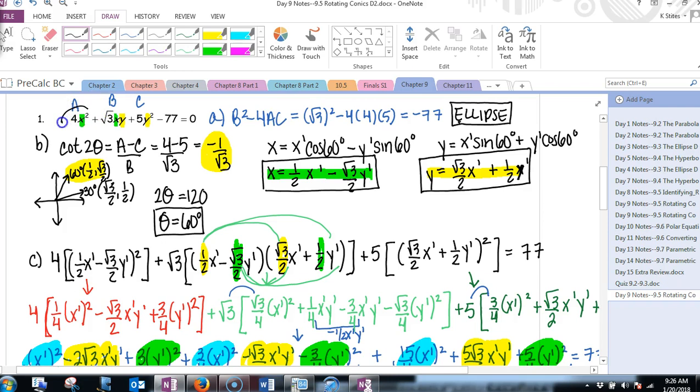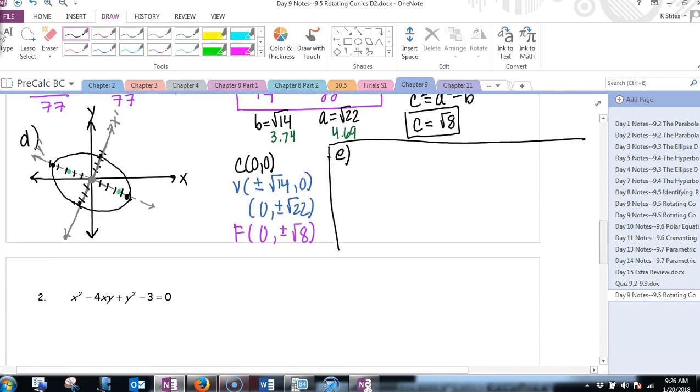So the first thing you're going to do is take this whole thing and rewrite it in terms of y being first. So this is written in descending order for x: x squared, then your xy, then your y squared. You want to basically flip these two. All right, you want the y to be first. So that's 5y squared plus root 3 xy plus 4x squared minus 77 equals 0.